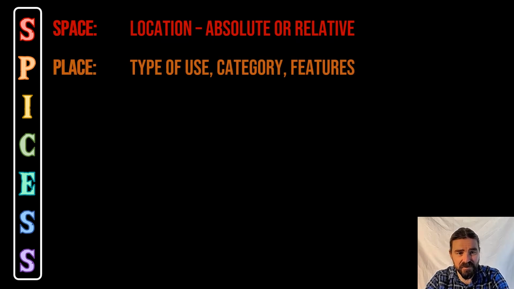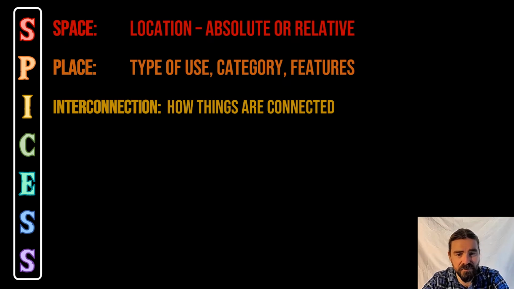Place is the type of use of a space. It might be the different categories of how that place is used or the features, the rules. Students can find it confusing, the difference between space and place. The simple way to think about it is basically space is simply your location. Place, I would say, is the meaning that humans put onto certain spaces.